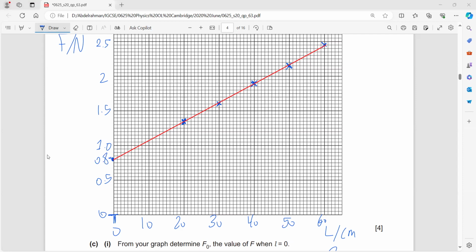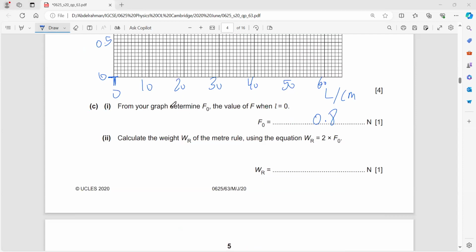Let's remove this and move on to the next question. Find WR, the weight of the ruler. WR equals 2 times F0. That's easy. 2 times 0.8 is 1.6 newtons. Right? 1.6 newtons. Any questions?